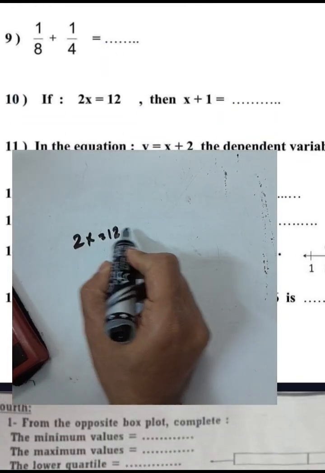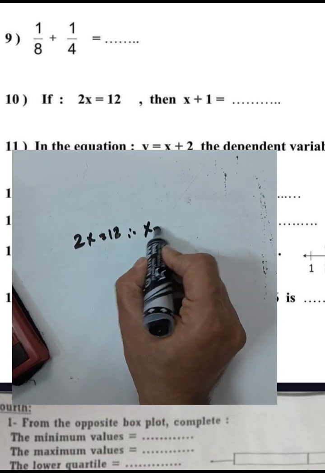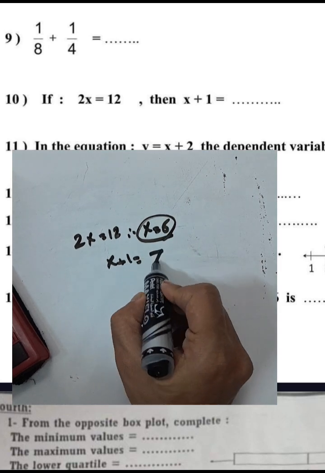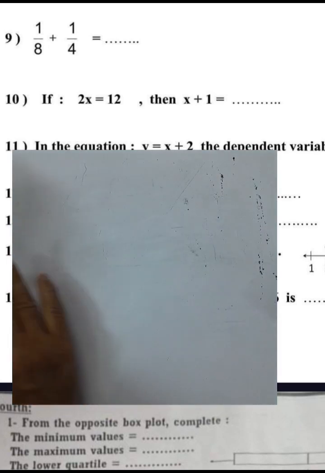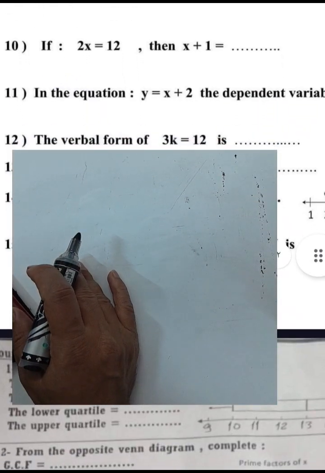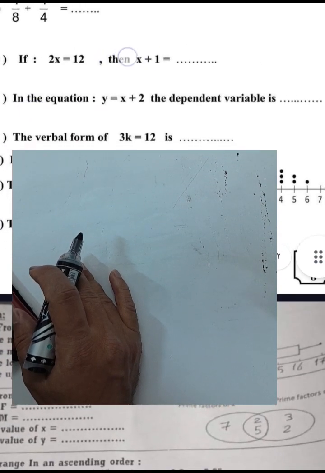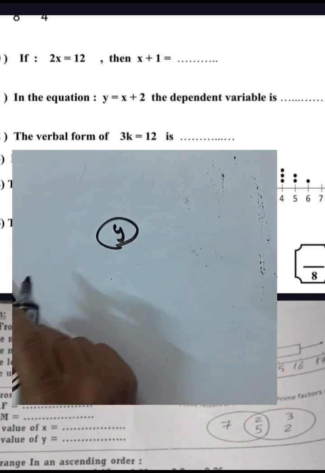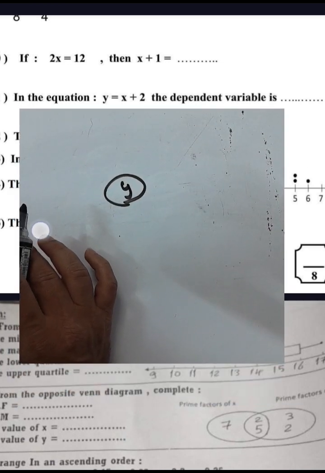If 2x equals 12, then x will be 6. You want to find the value of x plus 1. 6 plus 1 equals 7. In the equation y equals x plus 2, which is the dependent variable? Y we call dependent, but x we call independent. Okay, the result will be y dependent.